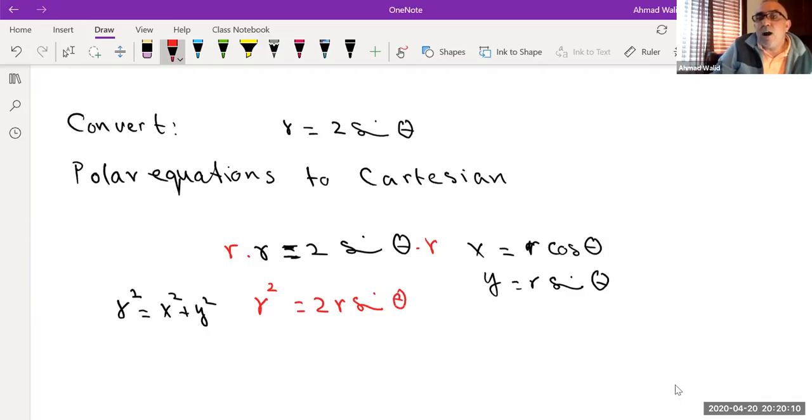Look at here, r sine theta. What is r sine theta? What is the name of r sine theta? y. It means you can substitute, and instead of r sine theta, y. It means you can write here r squared equals 2 times r sine theta, which means 2y. Understand what I explained here?